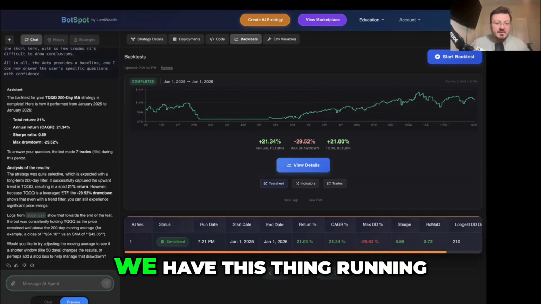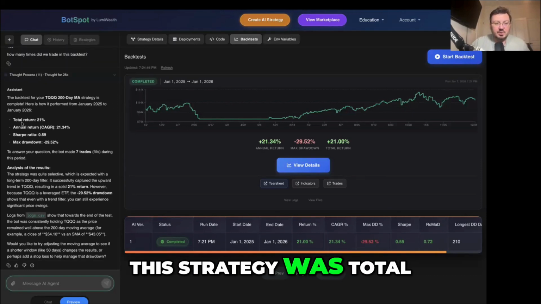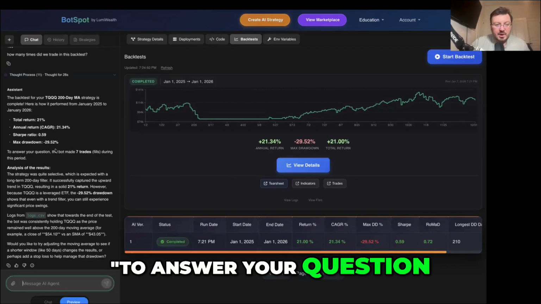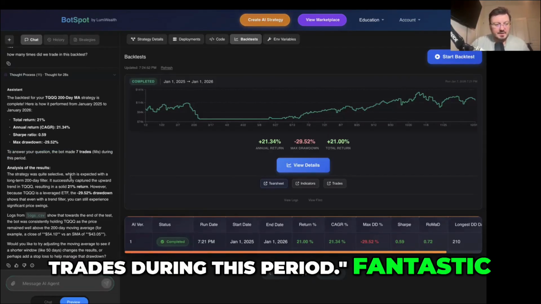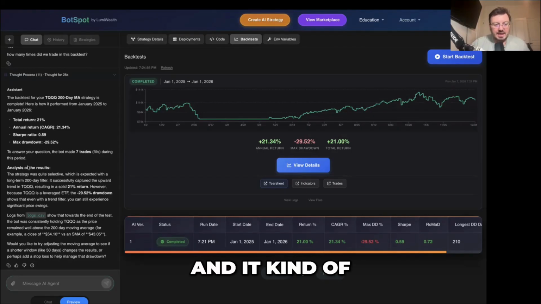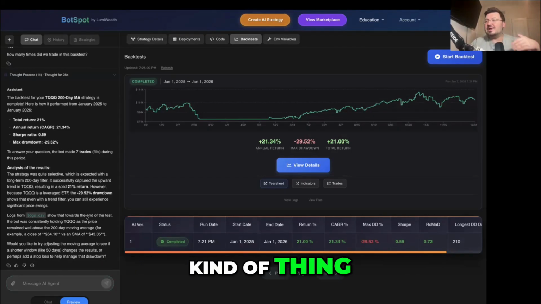Right, so there we go. We have this thing running. It says the backtest for the strategy was total return 21%, Sharpe ratio, etc. Right, to answer your question, the bot made 7 trades during this period. Fantastic. Okay, and then analysis of the results, and it went through and thought through what this was about. So you could do that kind of thing. You could ask it many other things.